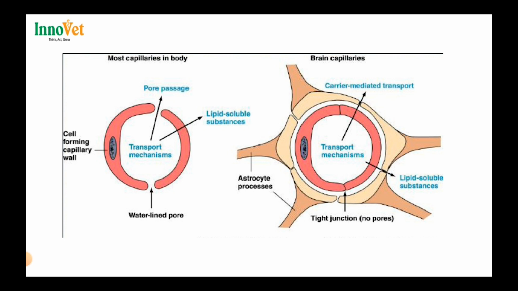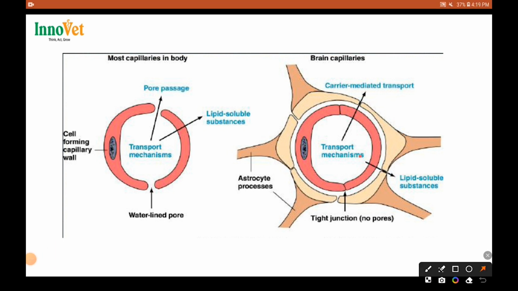So we are saying that only lipid soluble substances are able to pass through the blood-brain barrier. So this is a tight junction, and these are the brain cells, in this case the astrocytes.